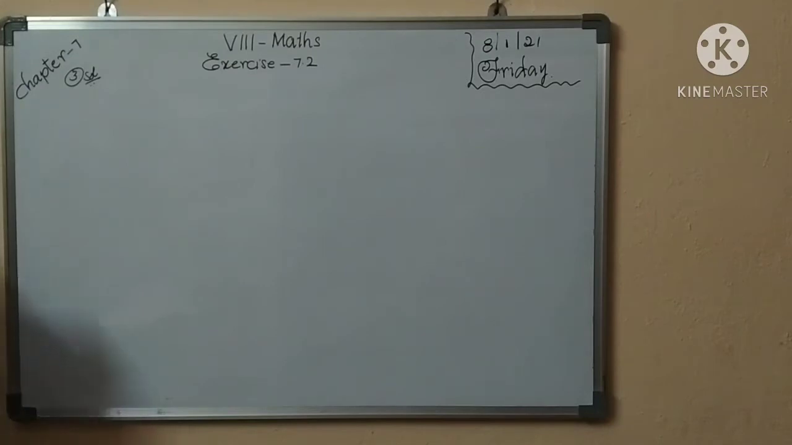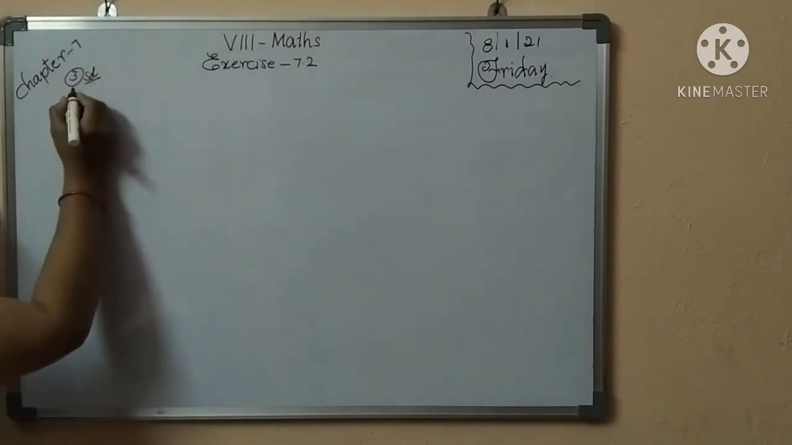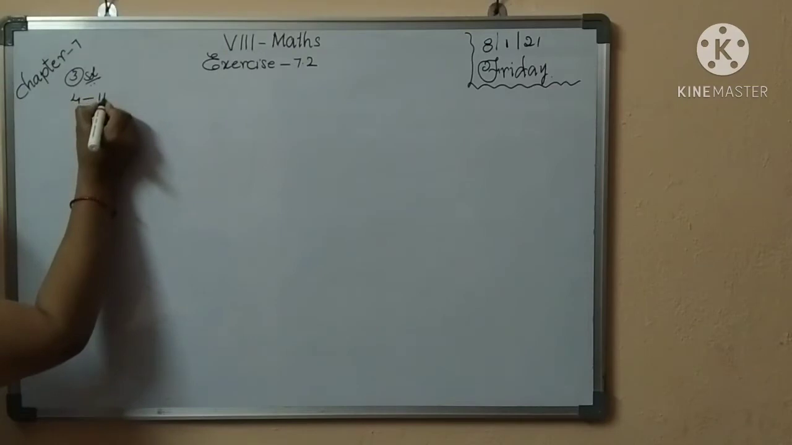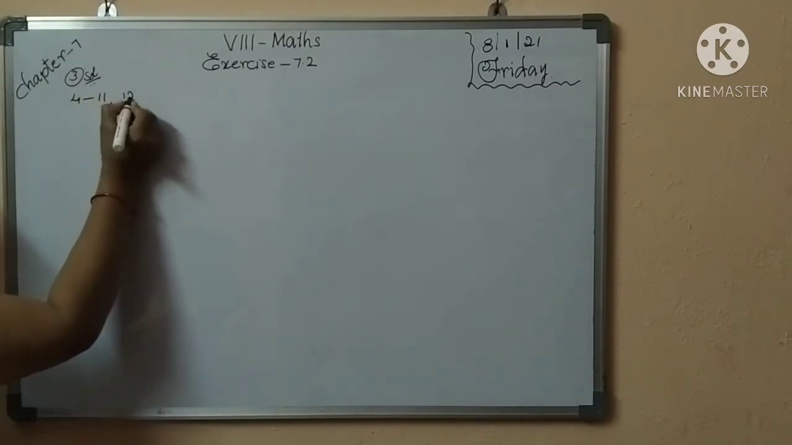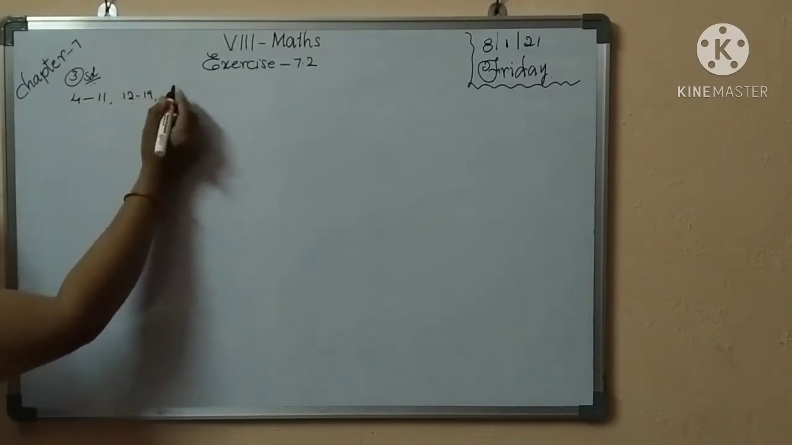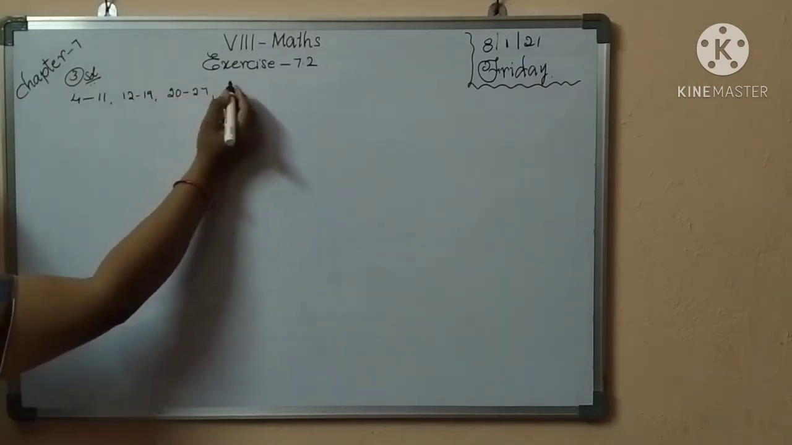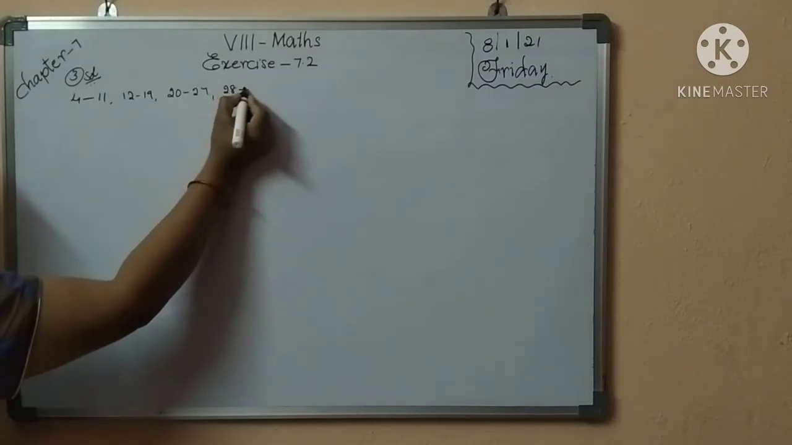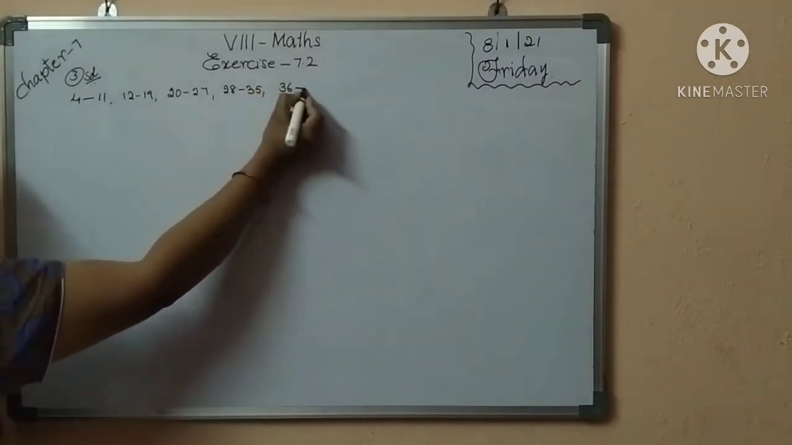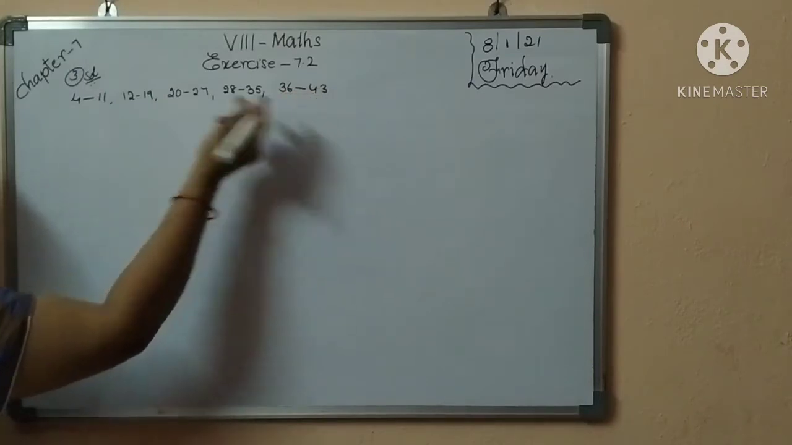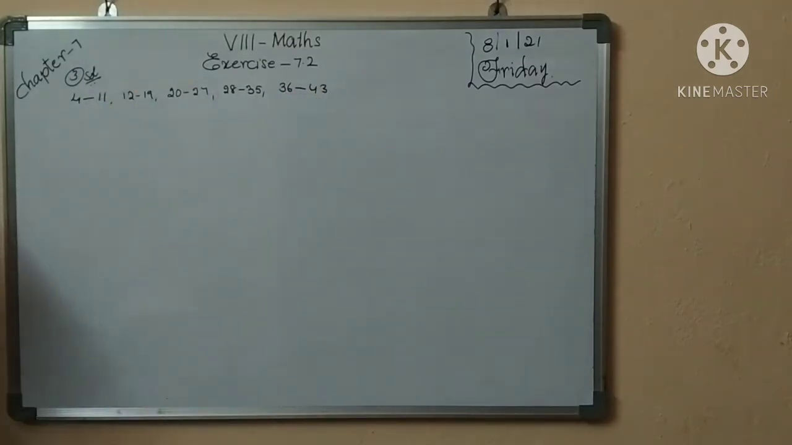So here, the third question solution. Given are 4 to 11, 12 to 19, 20 to 27, 28 to 35, and 36 to 43. Given the data, first we need the next two class intervals. Only two class intervals are asked here.